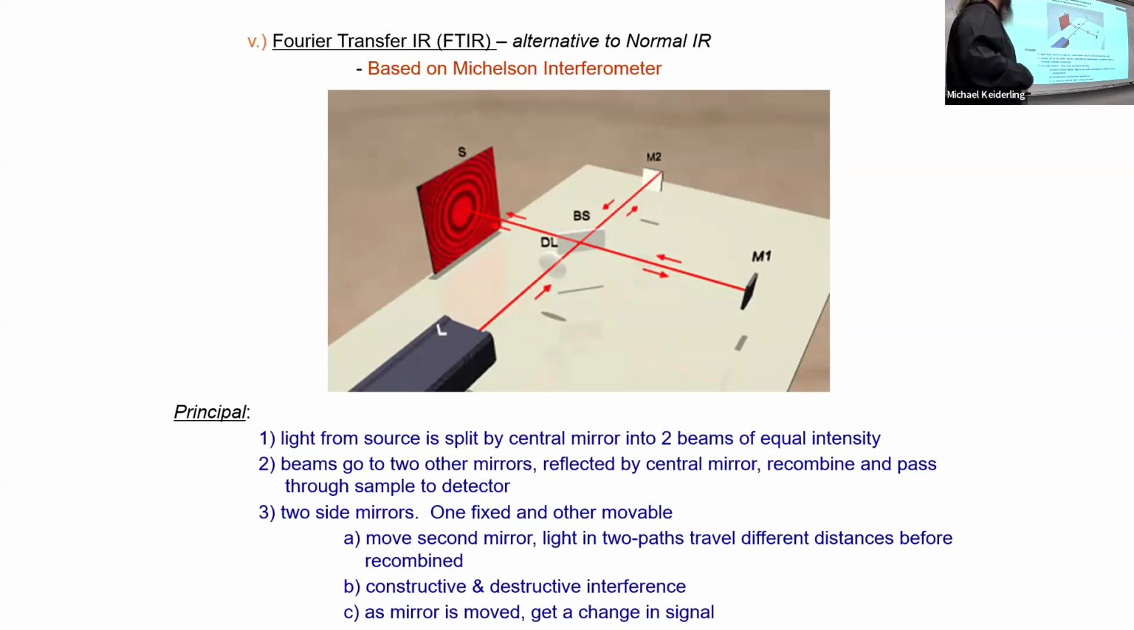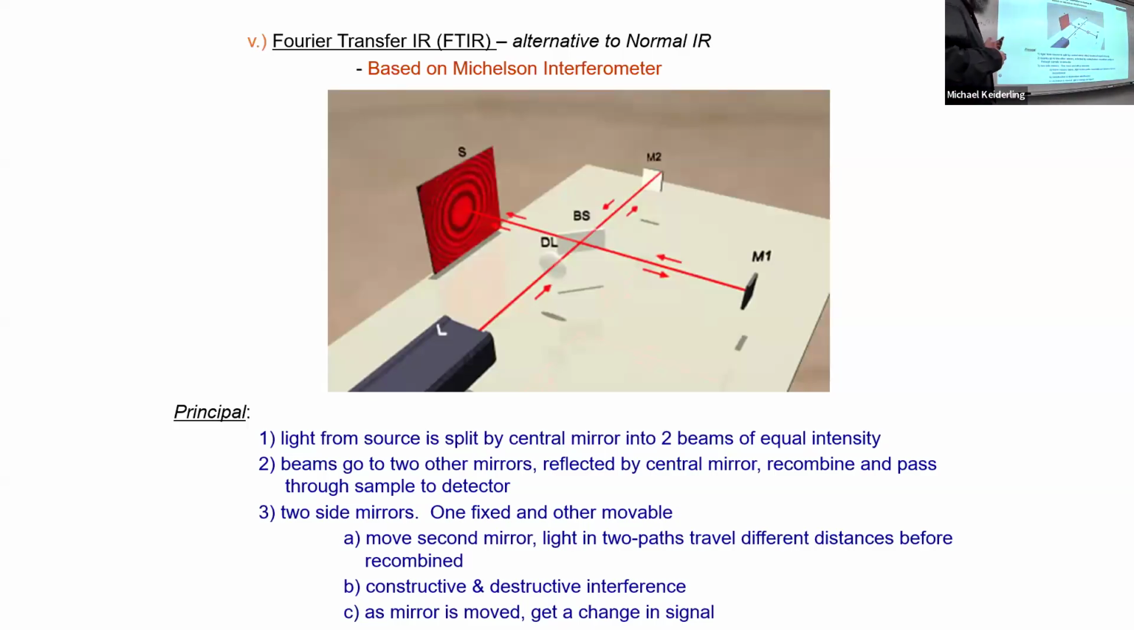So the sample here and detector. The two side mirrors, one is fixed, the other is movable. As you move the second mirror, light in the two paths travels different distances before they recombine. This causes constructive and destructive interference when they combine. And as the mirror is moved, you get a change in the signal.